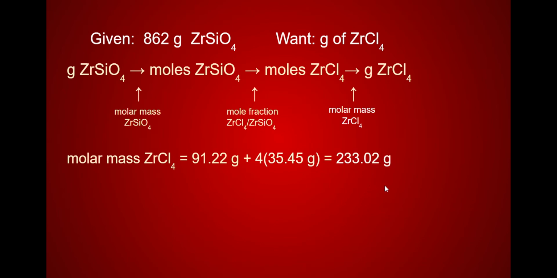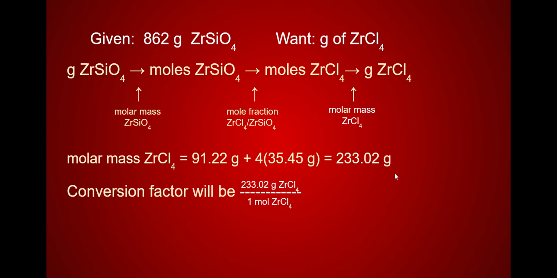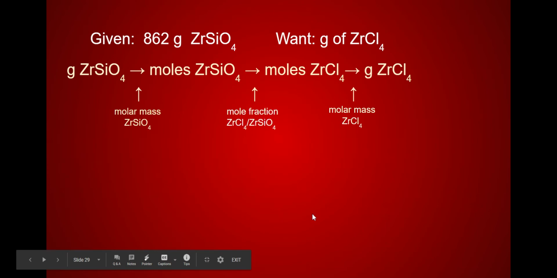And that's going to give us 233.02 grams. And that's going to give us a conversion factor. Since we're going to grams, grams are going to be on top. It's going to be 233.02 grams zirconium-4 chloride over 1 mole zirconium-4 chloride.